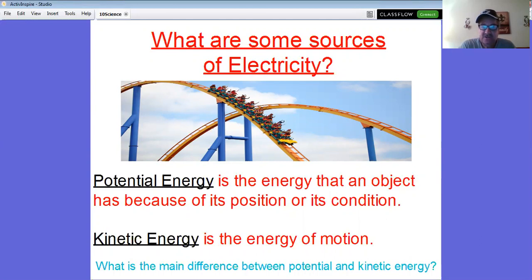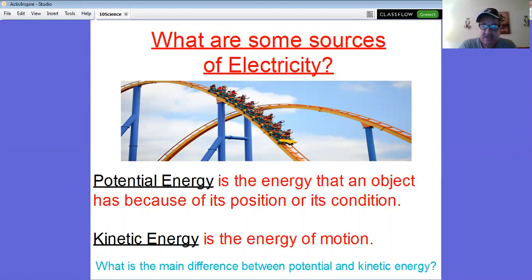Potential energy is the energy that an object has because of its position or its condition. In other words, when that roller coaster is at the top of that very first fall, there's almost like a 5 second hesitation where the roller coaster is not moving. It is still, and everybody on board is anticipating that first trip down that hill. Well, that is an example of potential energy. The roller coaster is sitting still, but we know something is going to happen soon.